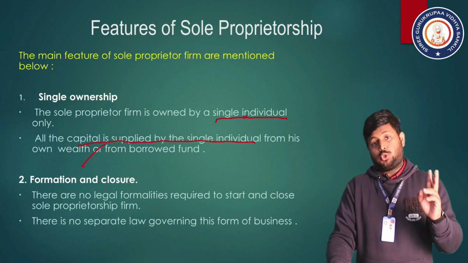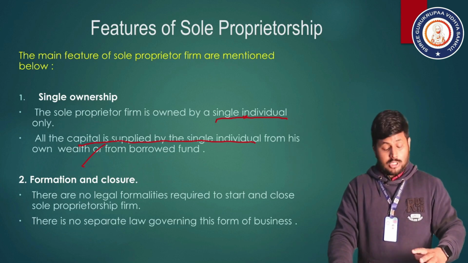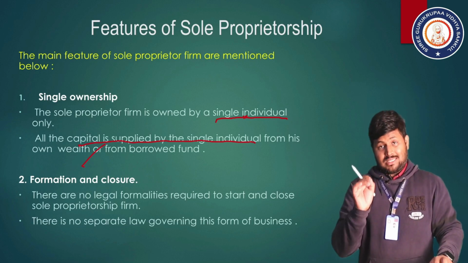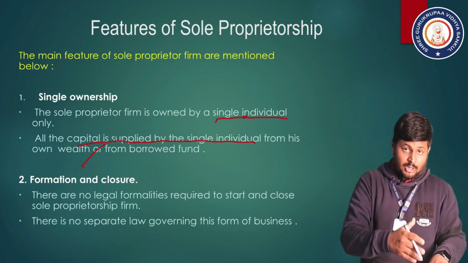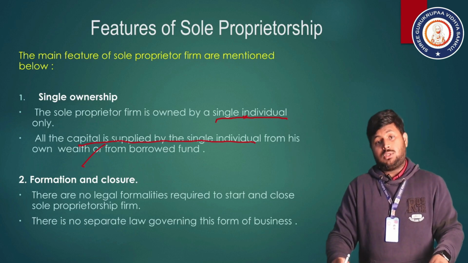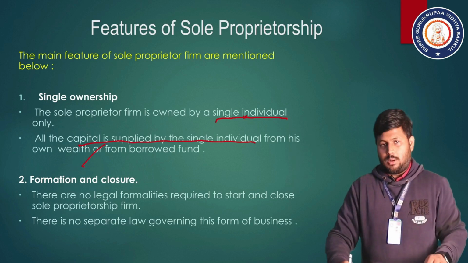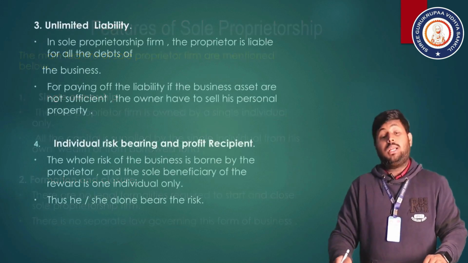Okay, the first two topics under the features are single ownership and formation and closure. In single ownership we have seen that it is a single individual who will supply all the capital, either his own wealth or a borrowed fund. The second is formation and closure: easy to form, easy to close, and no separate law to govern such firms. The third one is unlimited liability.